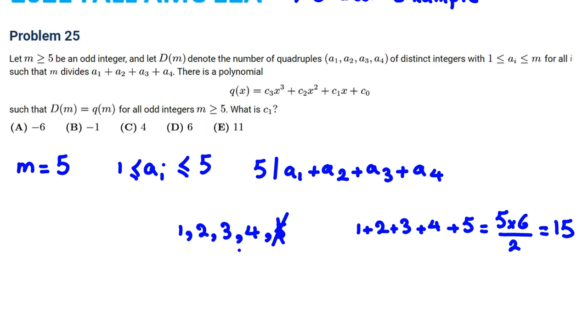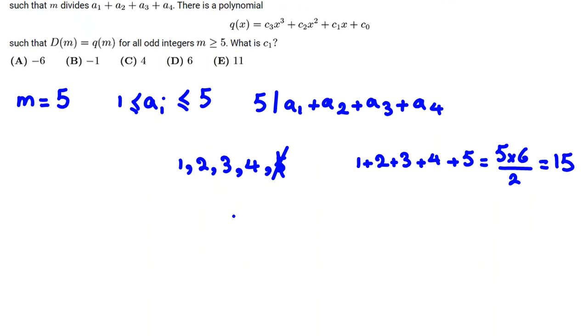Now, I want to say something for this part, but because it is so obvious, let's calculate the answer. D5 is what? All permutations of 1 to 4, 4 factorial, which is 24.